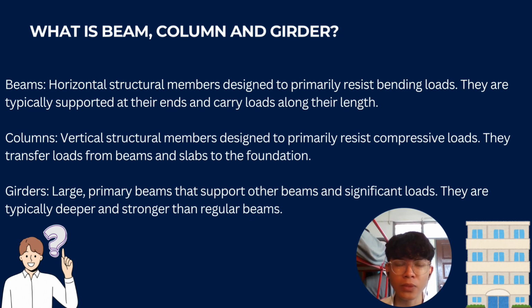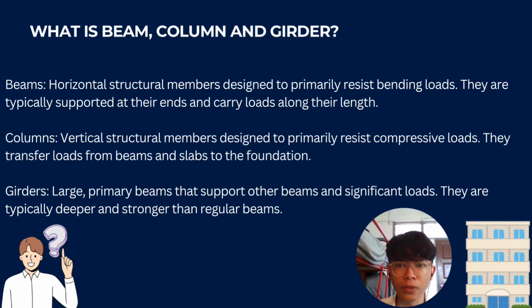So for my topic, I will explain about the beam, column, and girder. The three things that need to be included are what it is, the purpose of it, and the example of it. So we will start with what is a beam. A beam is a horizontal structural member designed to primarily resist bending loads. They are typically supported at their ends and carry loads along their length.